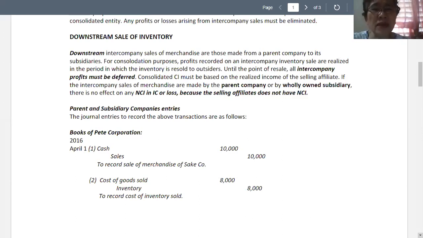Now we have the parent and subsidiary companies' entries. The journal entries to record the above are as follows. In the books of Pitt Corporation, we debit cash and credit sales to record the sale of merchandise to SAIC company. The second entry is to debit cost of goods sold and to credit inventory.